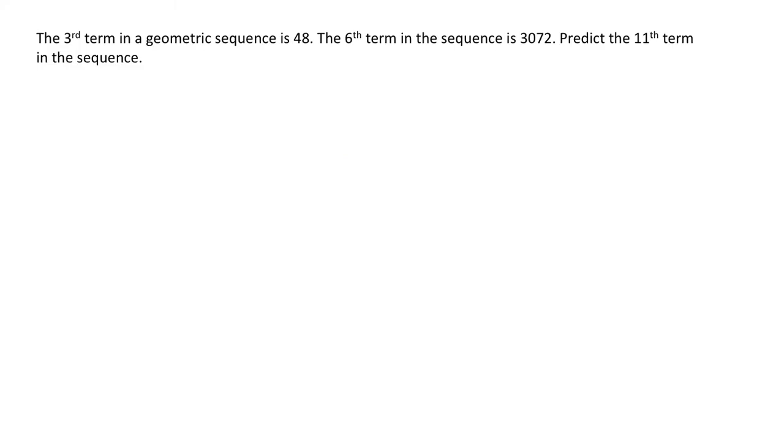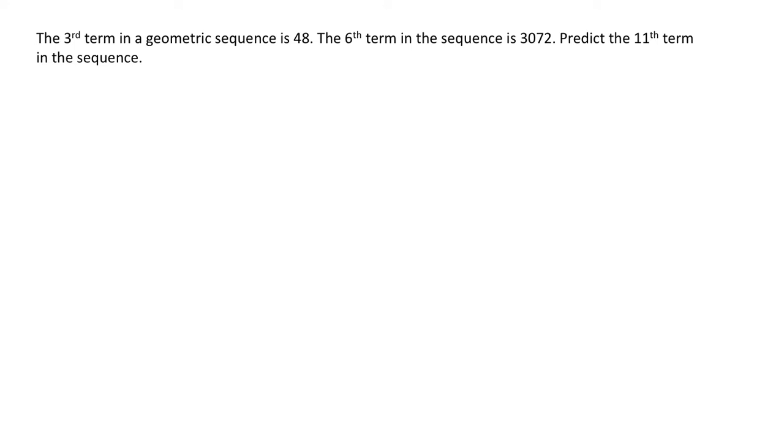In the example, it tells us the third term in a geometric sequence is 48, and the sixth term is 3072, and it's asking us to predict the 11th term in the sequence. Now, to be able to make that prediction, we need the rule, and to write the rule, we need the first term and the common ratio. We do have enough information provided in the question to be able to do that. We just have to do a few calculations first.